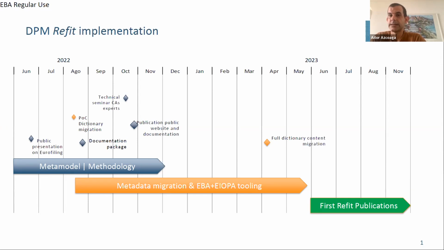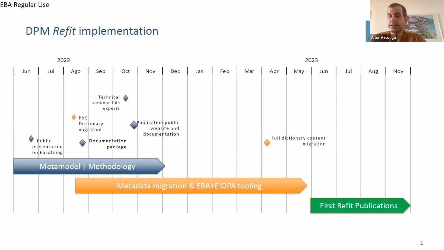This is today. The next thing that we are aiming to do is to finalize the meta model in the coming months, but very particularly, we should have the first documentation package by summertime, which we are going to make available. These are documents explaining all the main characteristics of the DPM Refit. This is to be shared with the CAs and also publicly shared.